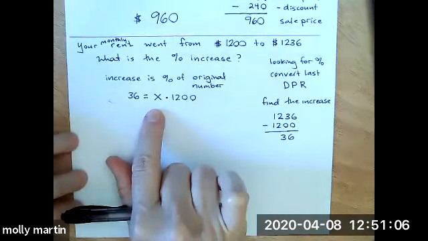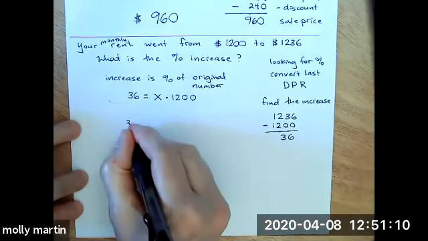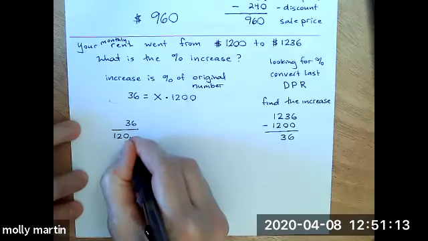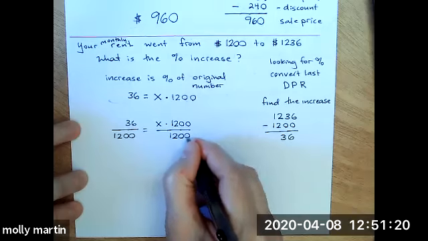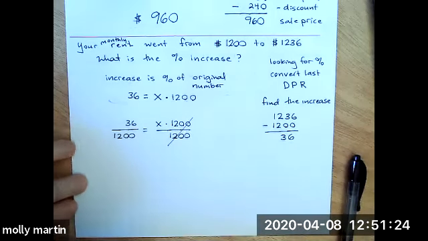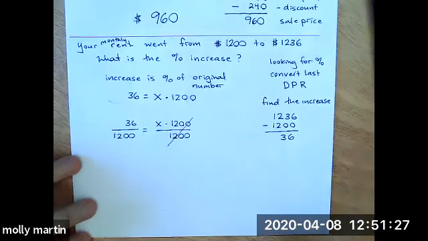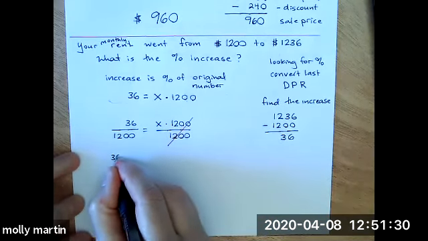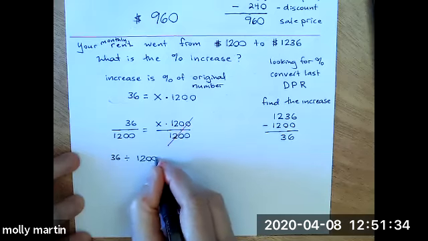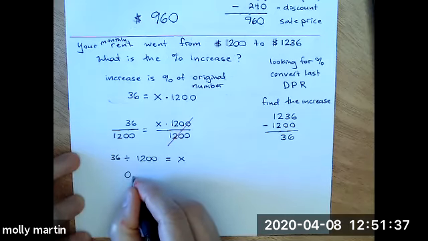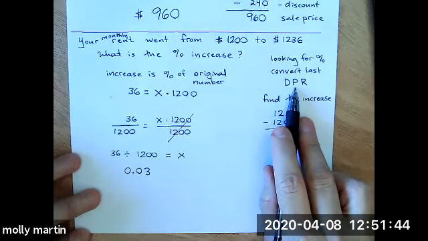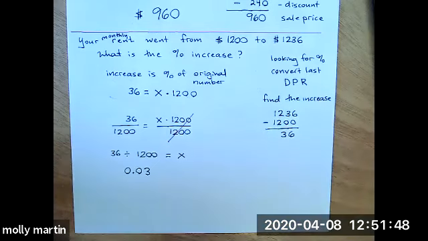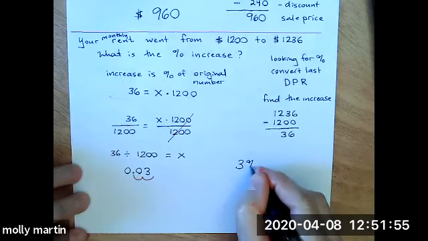I want to get X by itself, so I divide both sides by 1,200. 1,200 divided by 1,200 is 1. 36 over 1,200 is 36 divided by 1,200, which is 0.03. So we have the decimal, we want the percent, so we go to the right, move the decimal point to the right 2 places, and your answer is 3%.